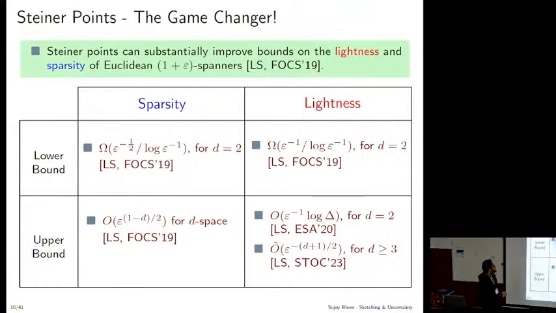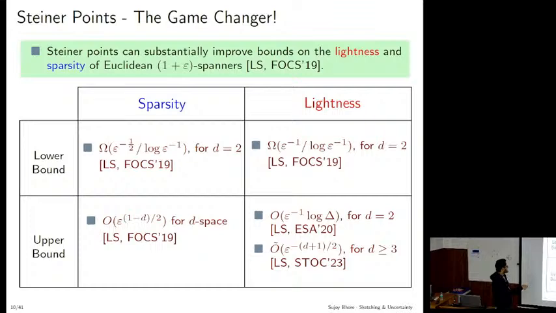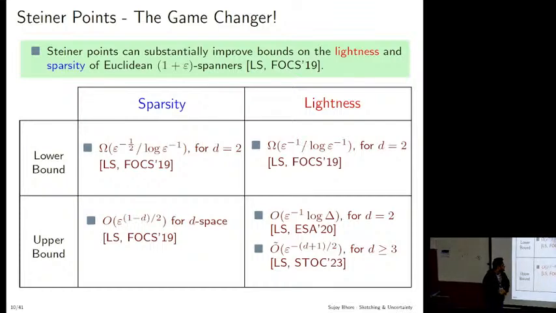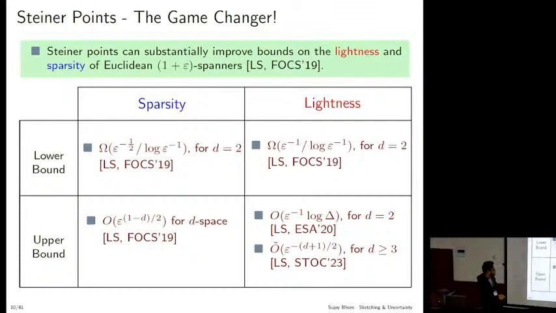So what Lee and Solomon showed is that in 2 dimensions you get a lightness of epsilon to the minus 1 over log epsilon to the minus 1, and also sparsity like epsilon to the minus half and so on. Then in a subsequent work in ESA 20 they showed that this is tight, but up to a factor of log delta. Delta is the aspect ratio, which can be very bad at times; it can go up to log n. So this is not settled. Then later in STOC 23, they gave an upper bound for the lightness of epsilon to the minus t plus 1 by 2. So this was our starting point.